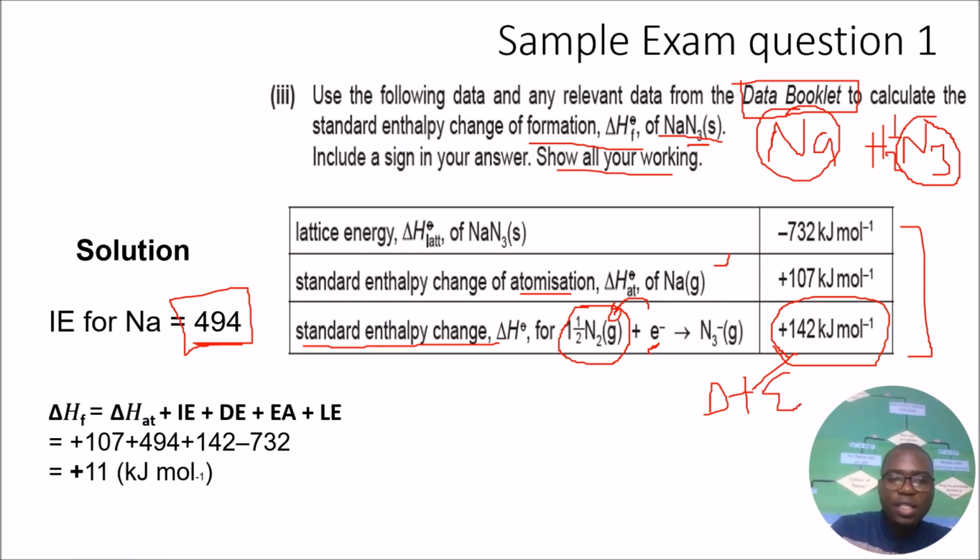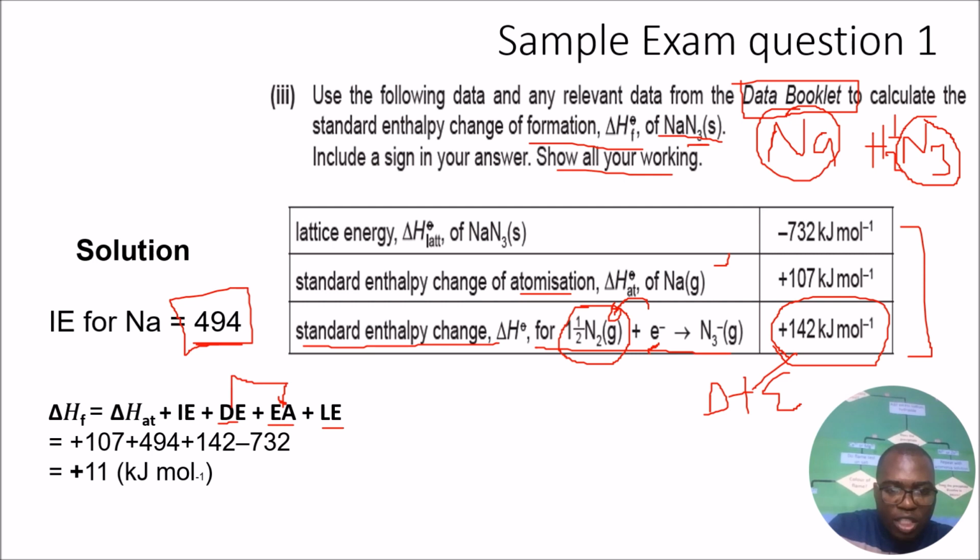So when you write the general equation here, enthalpy change of formation will be given by atomization energy plus ionization energy plus dissociation energy plus electron affinity plus lattice energy at the end here. So when you check here, you can't see dissociation energy and you can't see lattice energy. That is because these two have been combined into the 142 kilojoules per mole based on the way they've written the equation here. So that is how you are going to plug in this value.